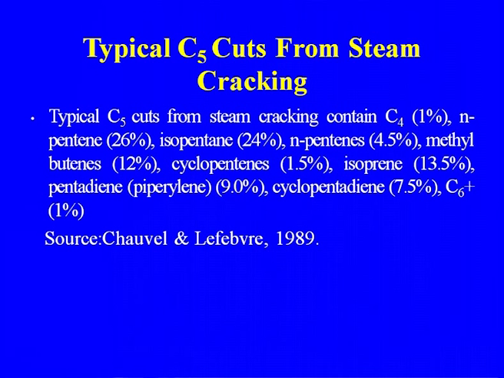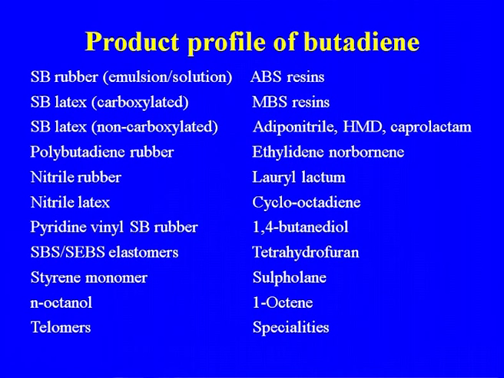This I was telling there in the butene, that was the methyl butene, not the butene C4, but the methyl butene which we are using for making of the TAM. We can see the broad range of the products you are making from the butadiene.